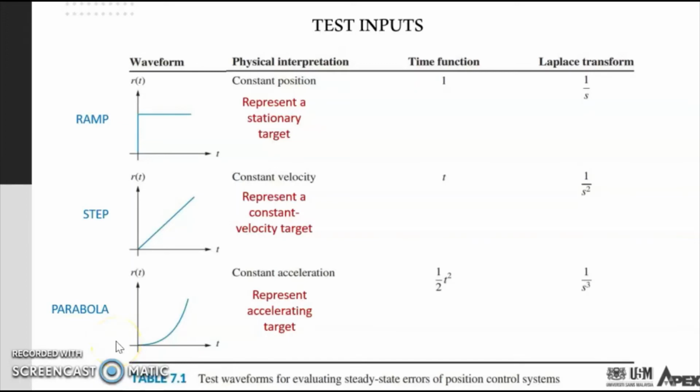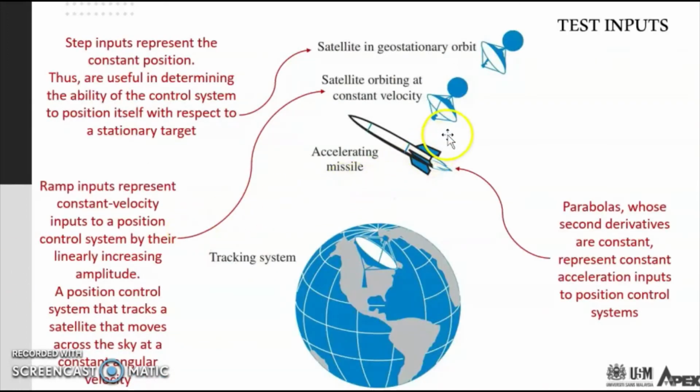Okay, so now let's have a look at this example. Let's say you have that tracking system. So this is your system, and you have to test it first. Either it's working or not. Is your tracking system working? So what you do is you take all the test inputs. You have to consider those test inputs.